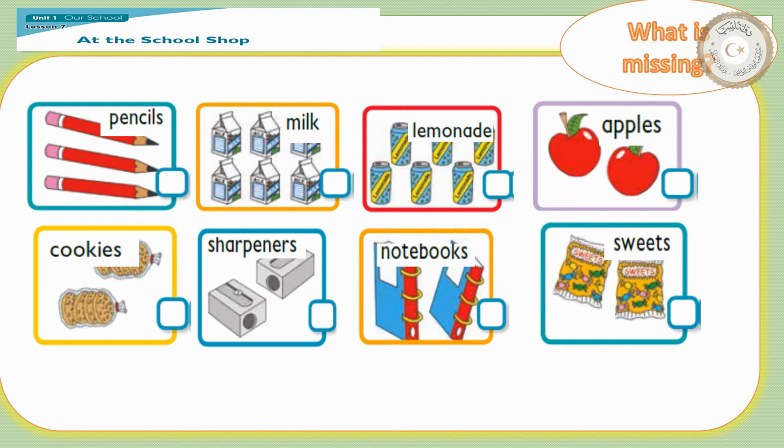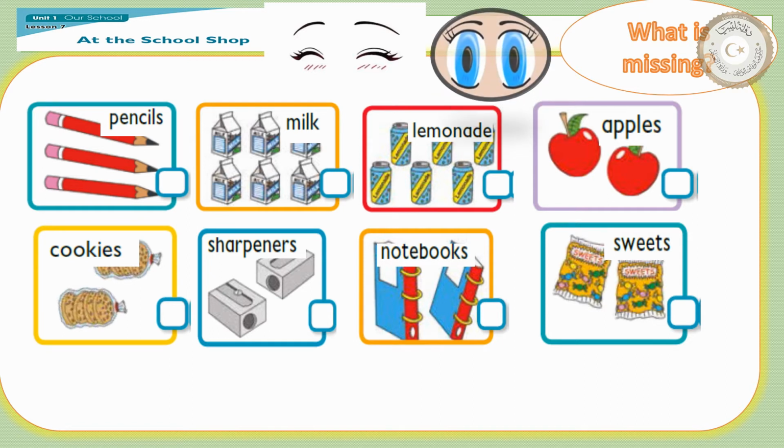Okay, look what we have here. What's missing? It's a game. Do you still remember the rule of the game? We are going to close our eyes and we are going to move one thing from here. After that, what are we going to do? Open eyes. Do you still remember? So the name of the game, what's missing?